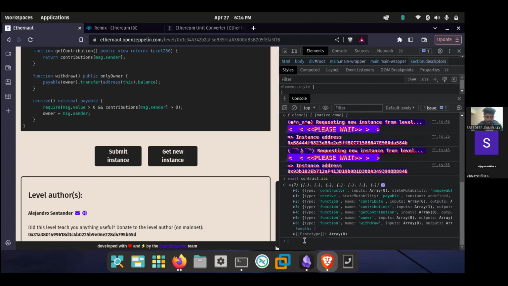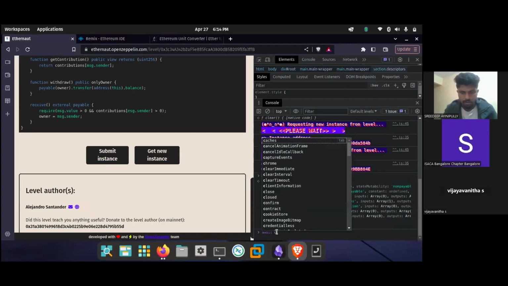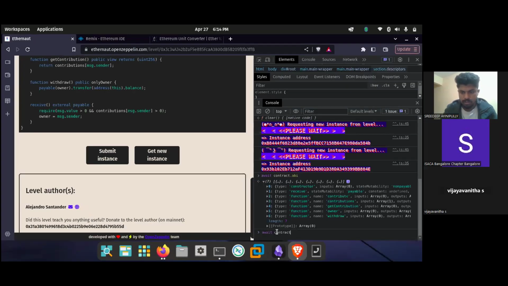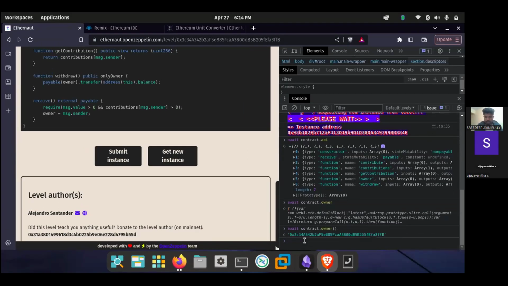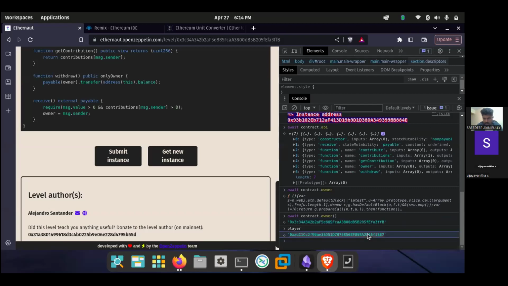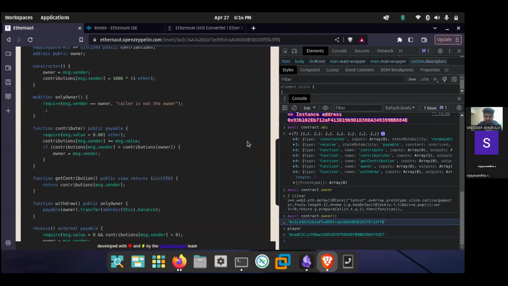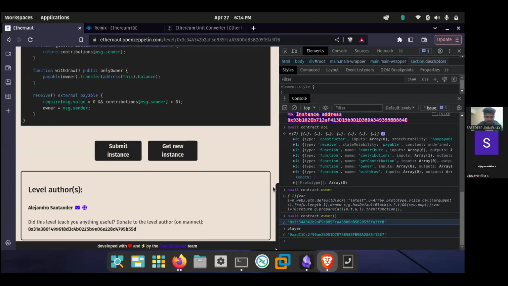And await contract.owner will say who is the owner of this contract. It's a function. This is the owner of the contract, and mine is the player. So this address is not equal to this address. I'm the player here, and this is the owner here. I'm going to become the owner of this contract without contributing the required money. That's how we can hack this contract.